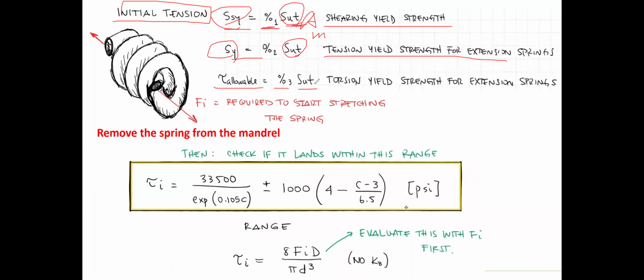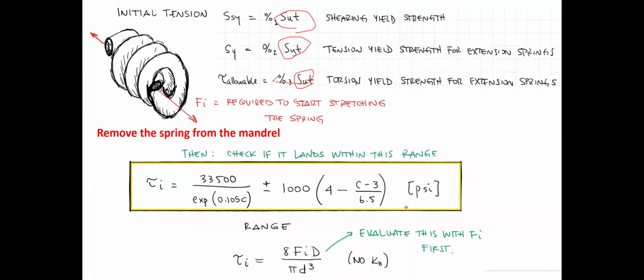And this tau allowable represents the torsion yield shear stress for the extension spring. So we have the shear yield stress, the tension yield stress, and the torsional yield stress, and no matter which one, it can be evaluated by Sut. Here the Fi is required to start stretching the spring.